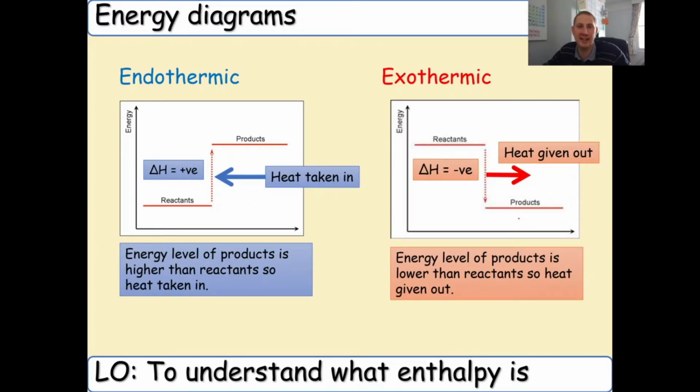So to summarise here, if we have an endothermic reaction, delta H is positive, heat is taken in, and the products have more chemical energy, more bond energy than the reactants. For an exothermic reaction, delta H is negative, heat is given out, and the products have less bond energy than the reactants.